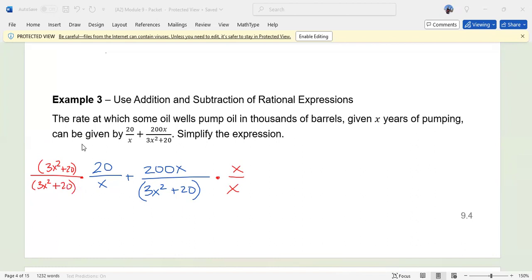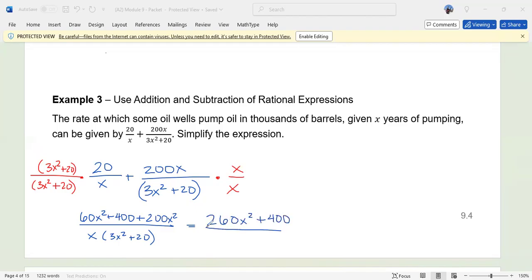And let's go ahead and distribute. So in our denominator, we have x by 3x squared plus 20. And here, 3x squared times 20 will be 60x squared. 20 times 20 is 400. And then we have 200x times x. That'll be 200x squared. I've got some like terms in our numerator, so let's go ahead and combine those. I've got 260x squared plus 400 all over x times 3x squared plus 20.